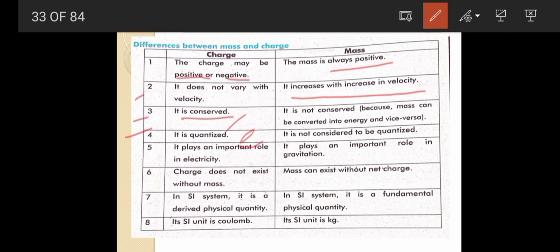Whereas mass can occur in any arbitrary values. There can be no fixed value for mass. It can occur in any values. Whereas charge can occur in only fixed values or discrete values, which is e or a multiple of e.